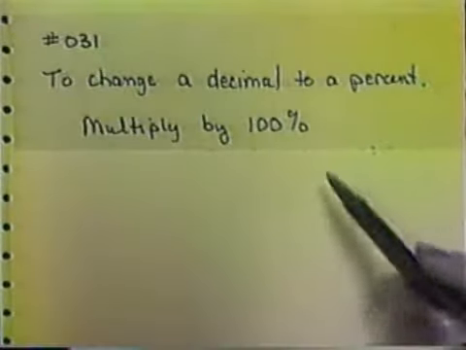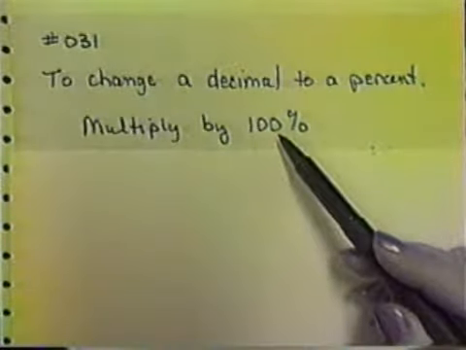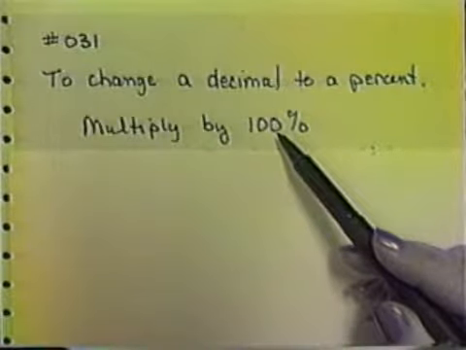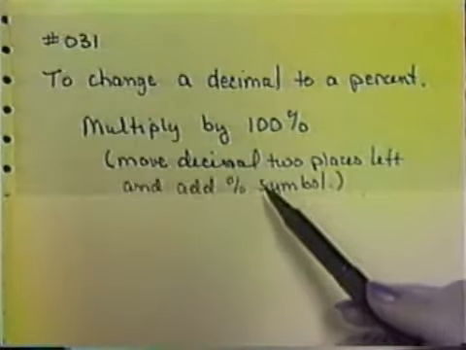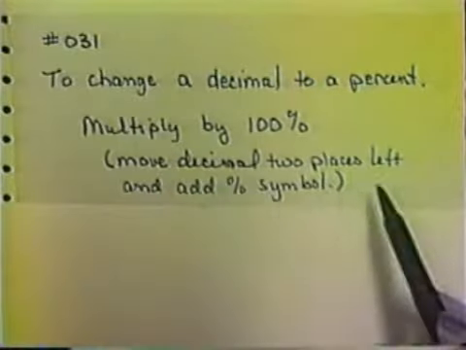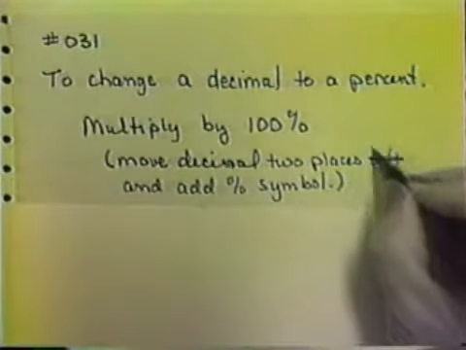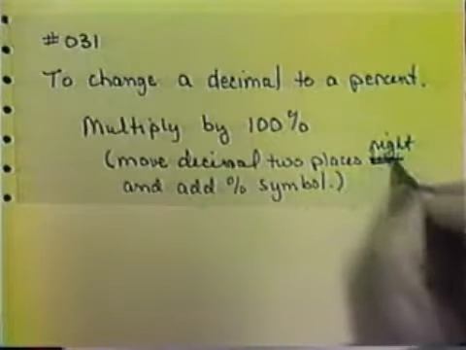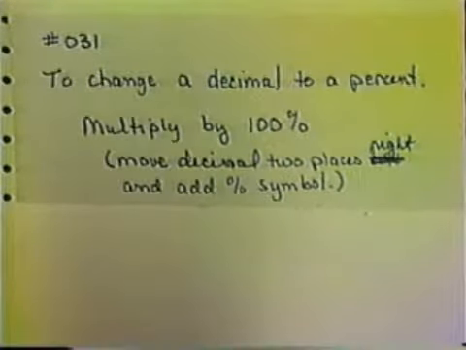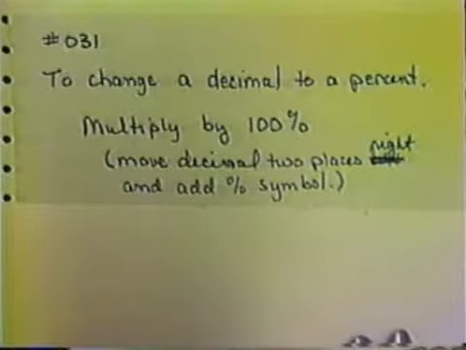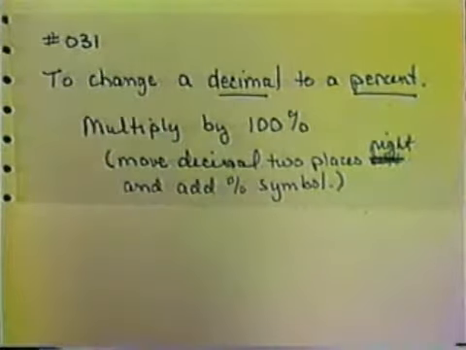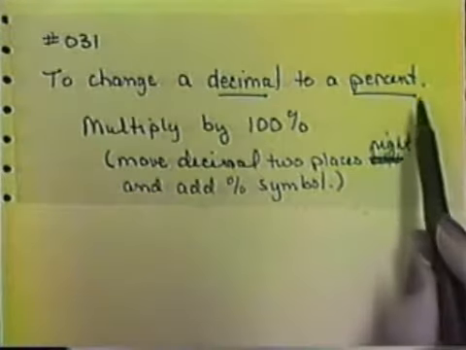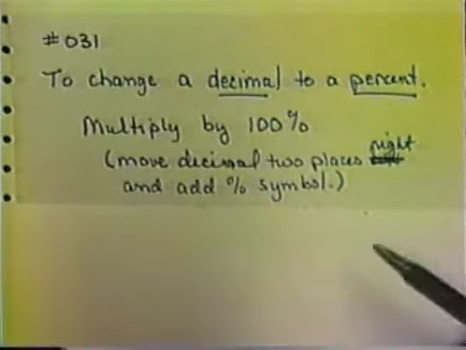But let's remember, when we multiply by 100 in decimals, all we did was move the decimal 2 places to the right. So in essence, we're going to move the decimal 2 places to the right and add the percent symbol. To change a decimal to a percent, we're going to multiply by 100%.